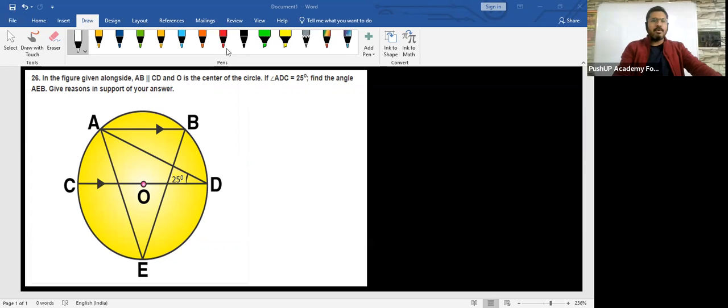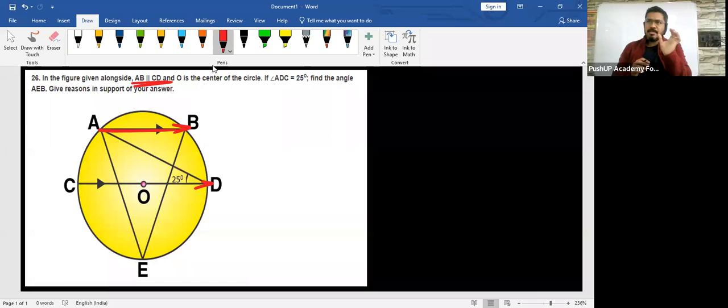All right. They have said that AB and CD are parallel to each other. So these two chords are parallel. And you also know chord CD is passing through the center of the circle. Whenever a chord passes through the center of the circle, it happens to be the diameter, right? The moment you see that a diameter is given, you should remember the property of the diameter of a circle. What is the property?